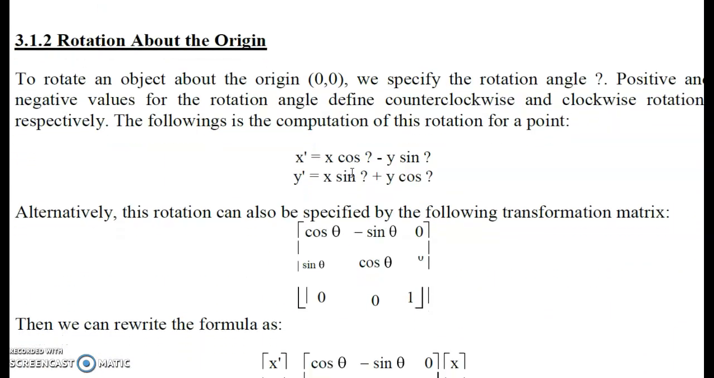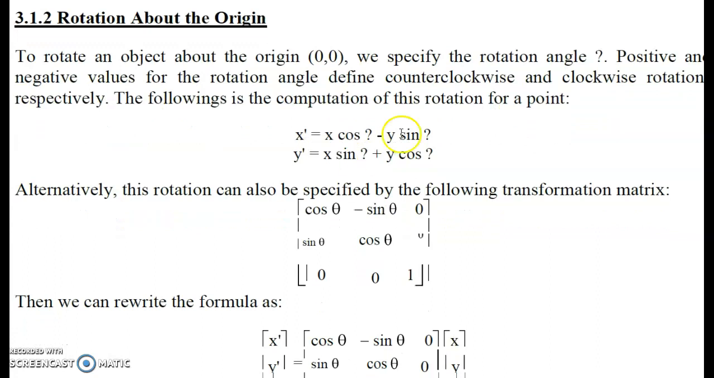Next, we will see what rotation is. Rotation, as I have told you, is rotating an object about a certain angle. So let us take this question mark as the angle. You can consider this as theta. So this rotation can be in the clockwise direction as well as the anti-clockwise direction.